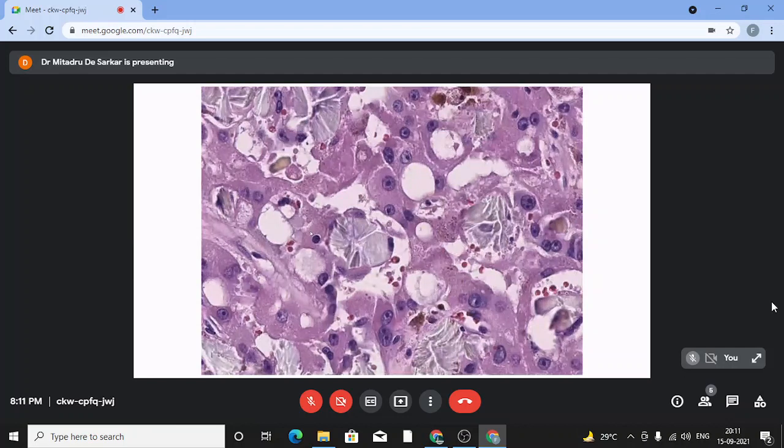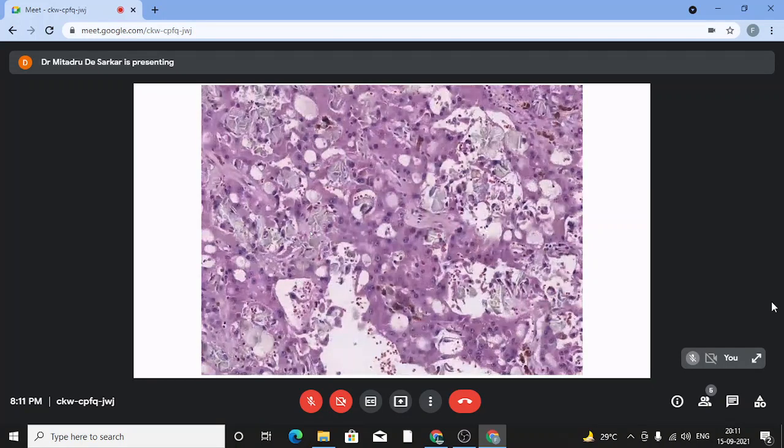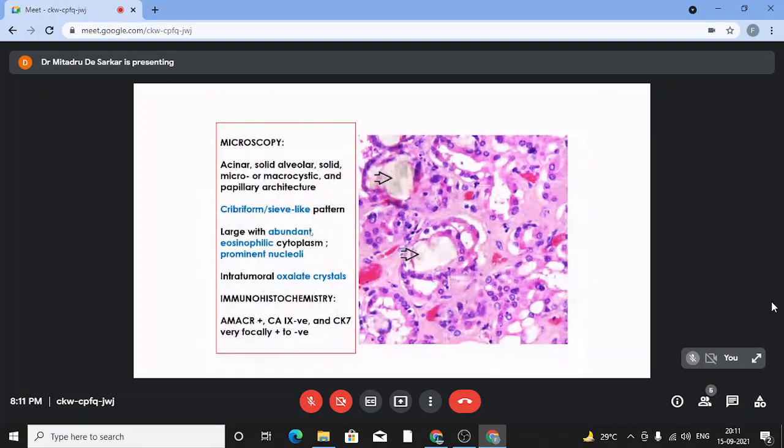And the lining cells actually have an abundant amount of voluminous, eosinophilic cytoplasm. And again, the nucleolus is very, very prominent in these cases. And the pattern is cribriform. So that's all that you will get in this particular family of tumors. You will get a cribriform, sieve-like pattern. You will have large cells with abundant eosinophilic cytoplasm, prominent nucleoli, and intratumoral oxalate crystals.